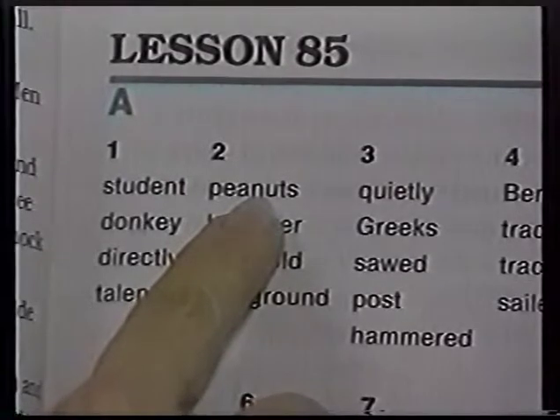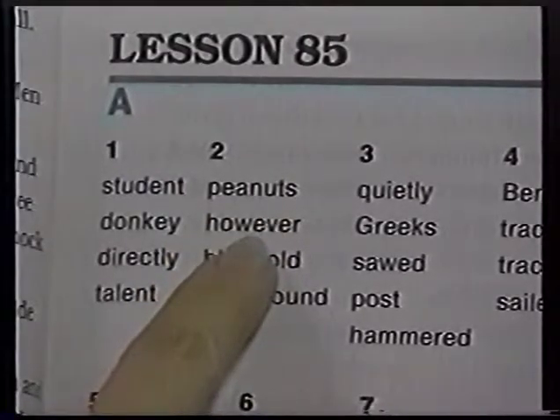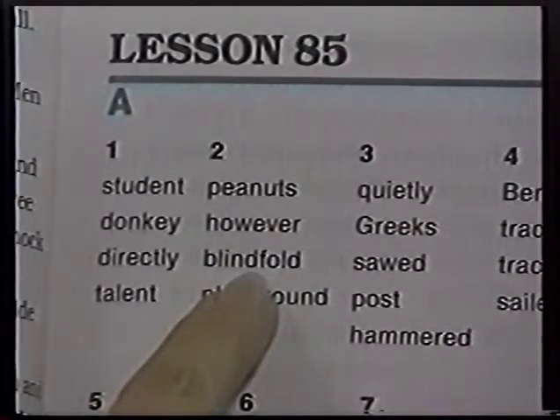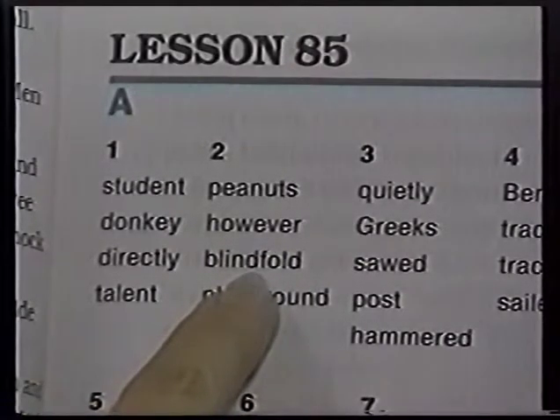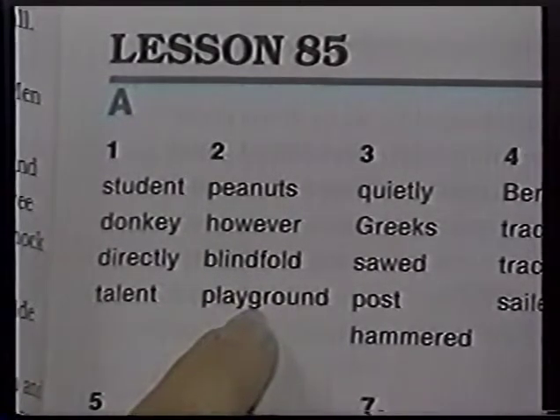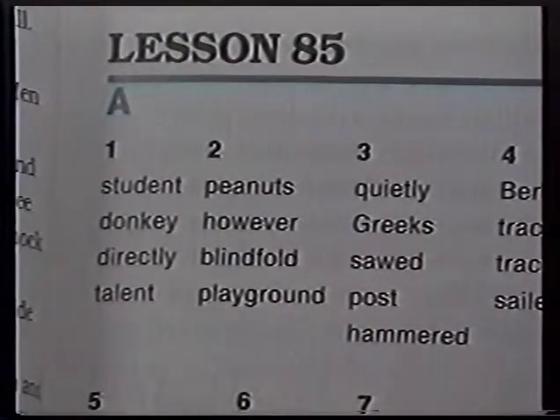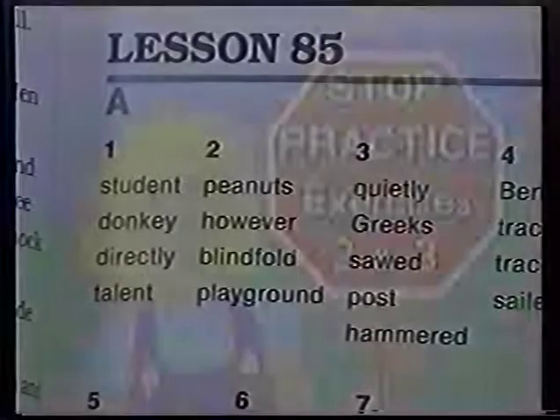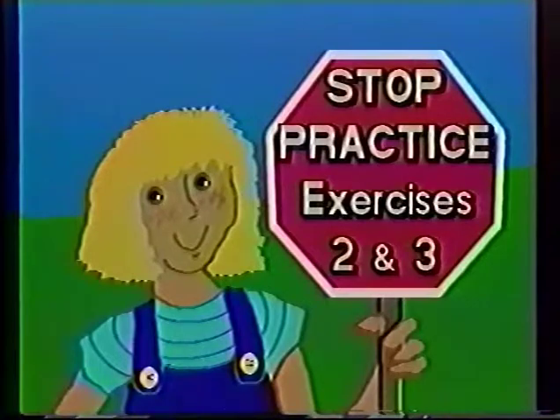What word? Peanuts. Next word. What word? However. Next word. What word? Blindfold. Next word. What word? Playground. Good job. That's playground. Now let's practice in pairs, presenting exercise 2 and 3 for columns 2 to 4. The person acting as the student should make 1 error in each of those columns.